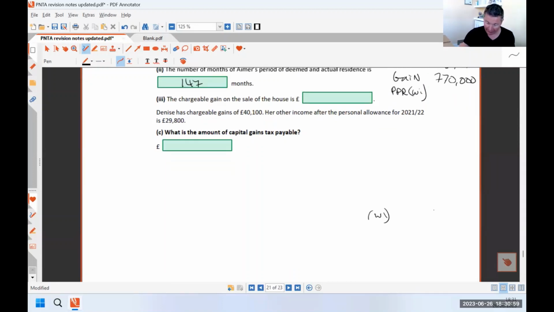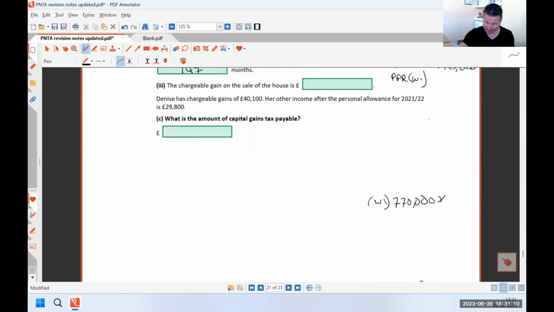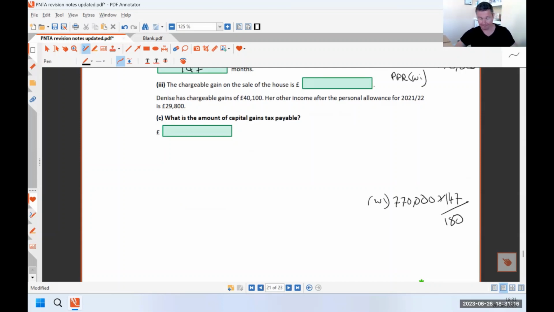It is calculated as the gain, the 770, multiplied by the period of deemed or actual occupation, which was 147, over the total period of ownership, which I can't remember, was 180. So as you can see, the more of the period of ownership you were actually there or deemed to be there, your PPR would be greater, and the less you're there, your PPR would be less.